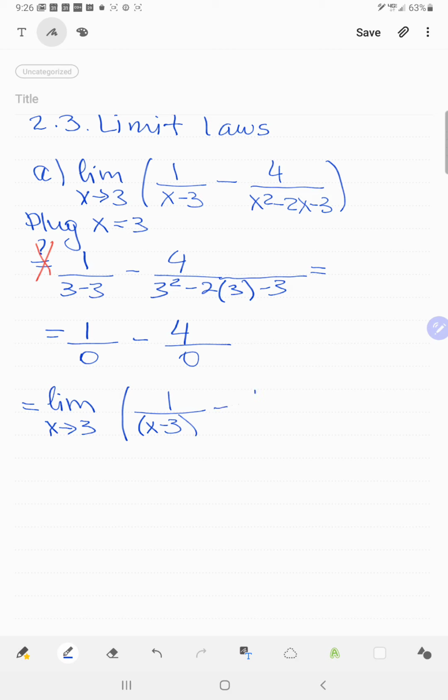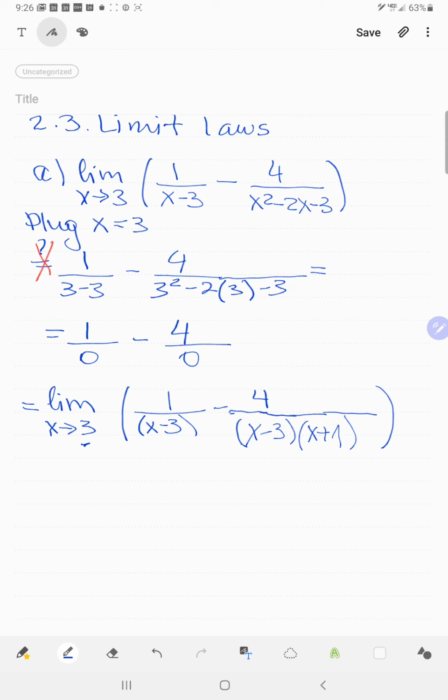And then for the second one, we can factor it as x minus 3 times x plus 1. And one trick about factoring is that whatever the limit goes to, if we got a 0 here, that would be one of the factors. So one of the factors of this piece over here would definitely be x minus 3.